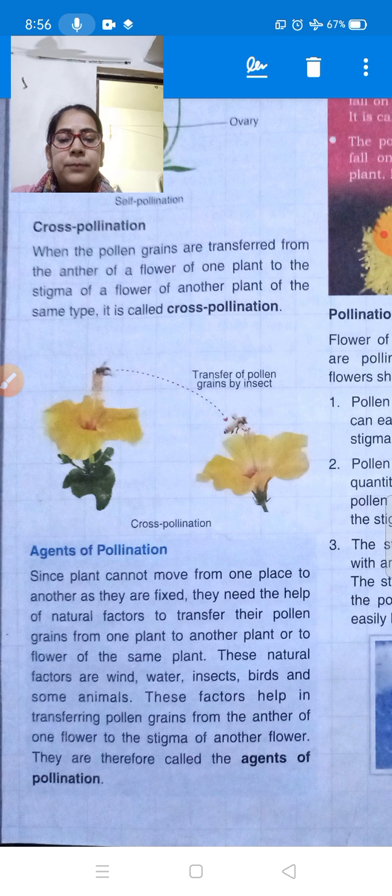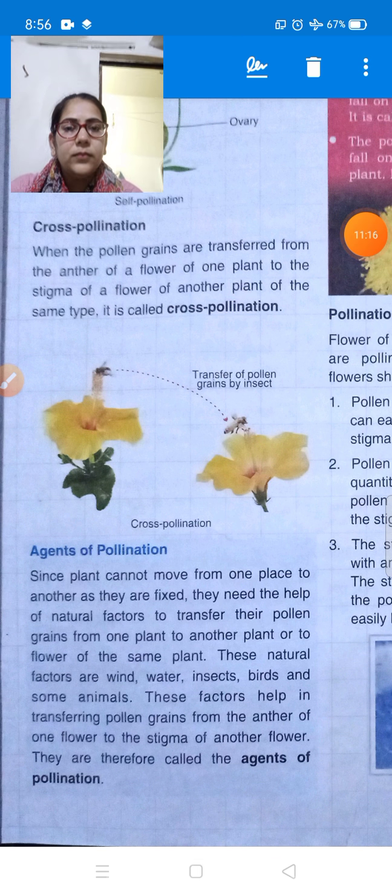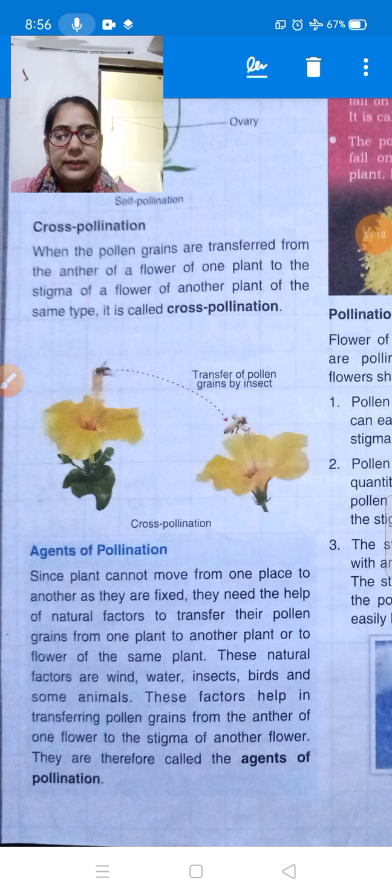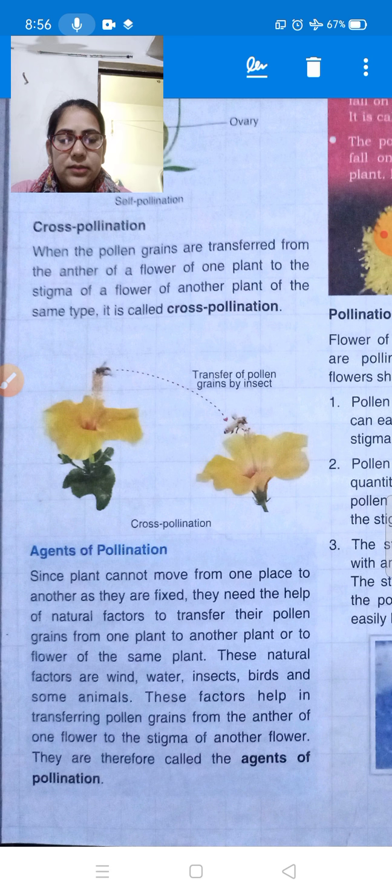stigma of the flower, or an insect can carry the pollen grains, they can stick to the legs of the insect, and then they can reach from the anther to the stigma of the flower. So these are the wind, water, insects, birds, and some animals. With the help of these natural factors, pollen grains can reach from the anther to the stigma.